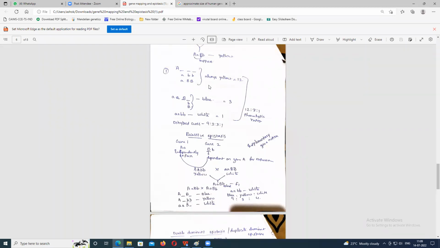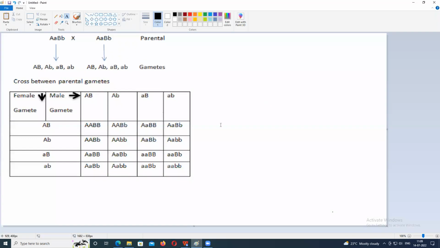Am I clear? So here in dominant epistasis, what is the phenotypic ratio? 12:3:1. Now let us count this in the dihybrid ratio, in the Punnett square. So this is the dihybrid ratio, right?